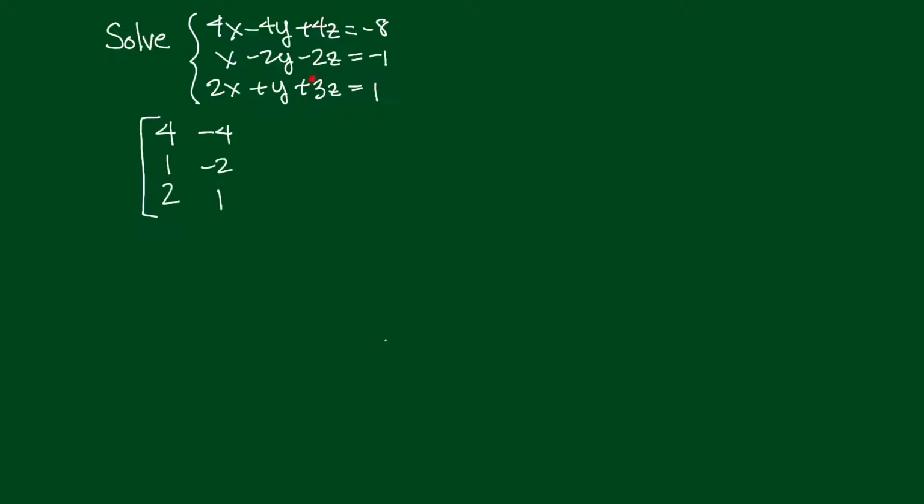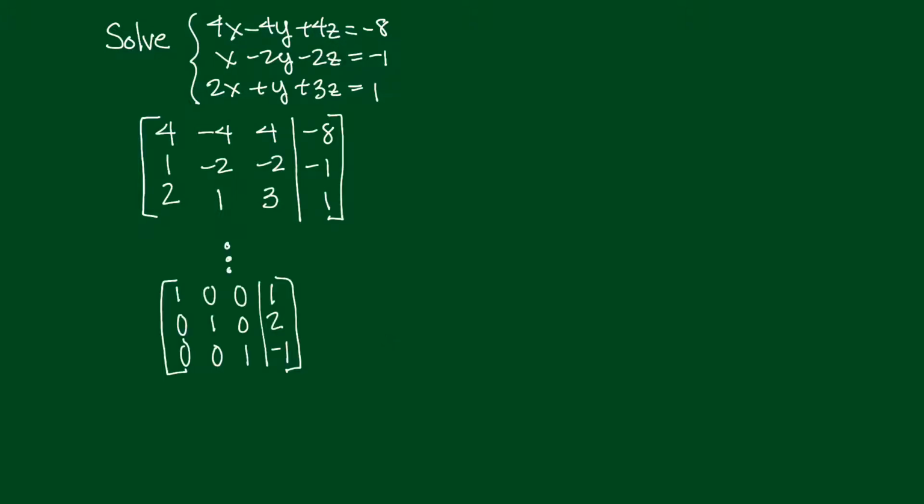And the third column will come from the coefficients of the z's. That'll be a 4, a -2, and a 3. Our vertical line for the equal sign, and then the constants, -8, -1, and 1. Close it off. Now what I'm going to do is use the row operations to go from our original augmented form here to this one, from which I can read off the answer. So x will be 1, y will be 2, and z will be -1.